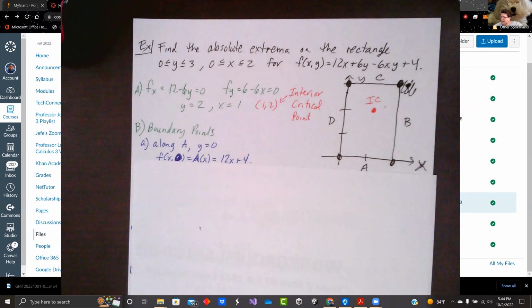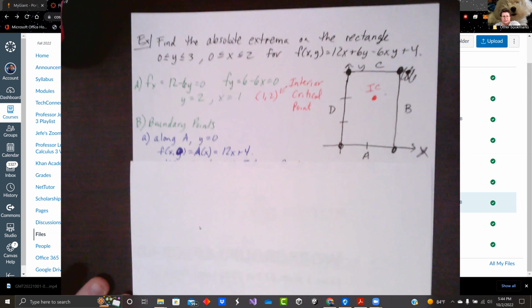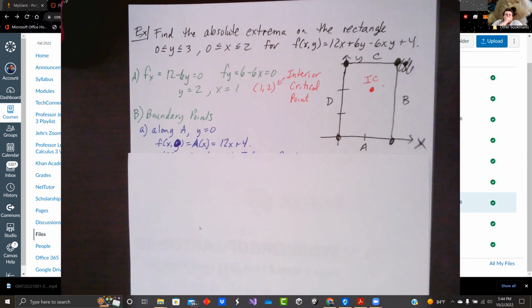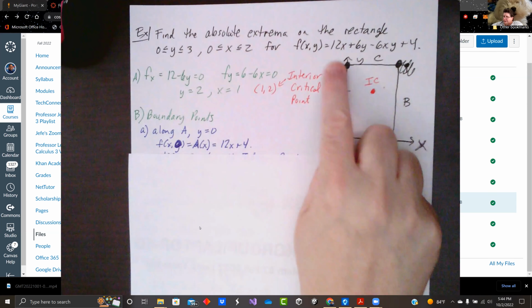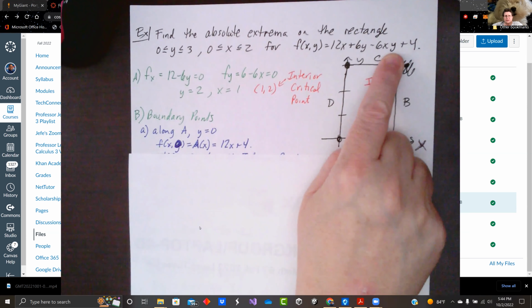So along A, the lower side, y equals 0. So f of x, 0 is really just a function of x, so I called it A of x. When I plug in 0 here, this zeroes out, this zeroes out, so we just get 12x plus 4.